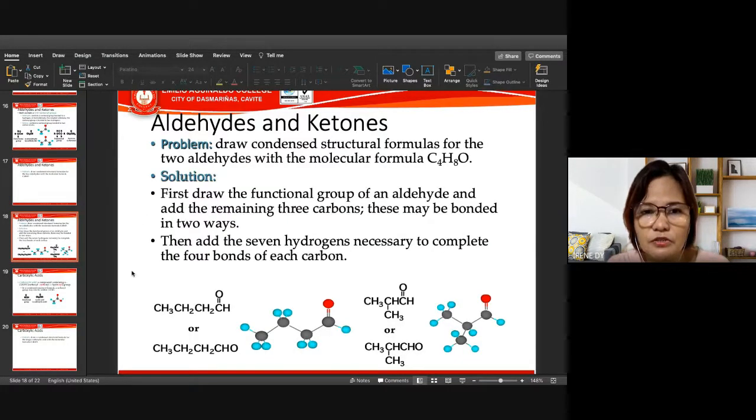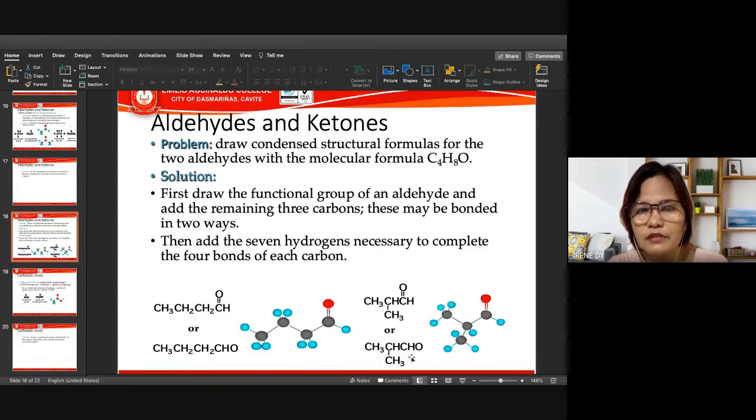Okay, so first, you have to draw the functional group of an aldehyde. Sabi, unahin mo muna yung aldehyde. And add the remaining 3 carbons. So this may be bonded in 2 ways. Pwede siyang isulat na ganito, pwede rin ganito. Kaya di ba yung carbohydrate, CHO, meaning that there's a carbonyl group there. Or you could write it this way also. So this is the other one, and this is the other one. Tama ba? Carbon, carbon, hydrogen. Iniba lang yung structure niya, no?